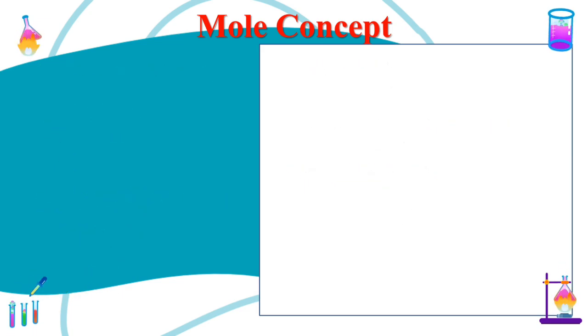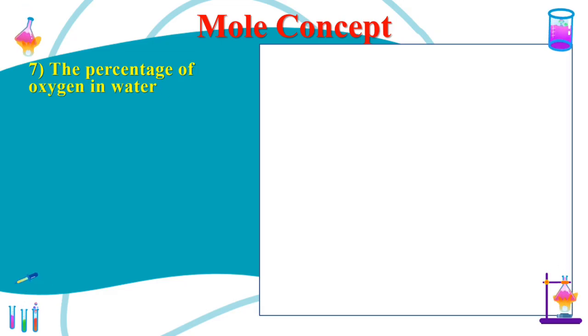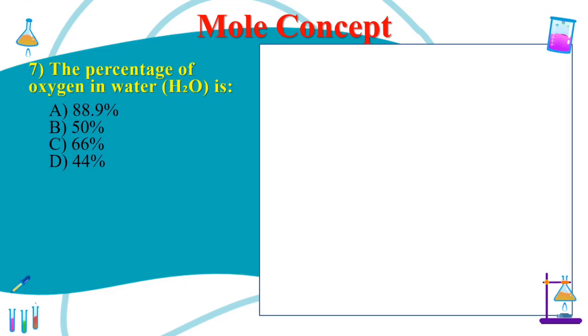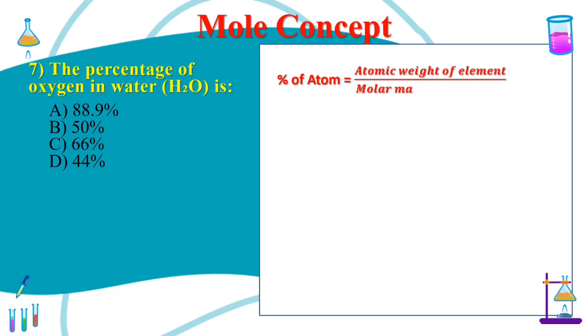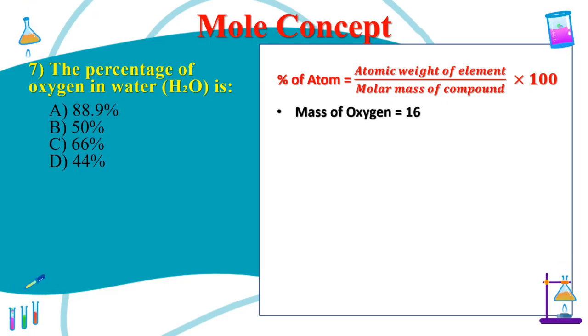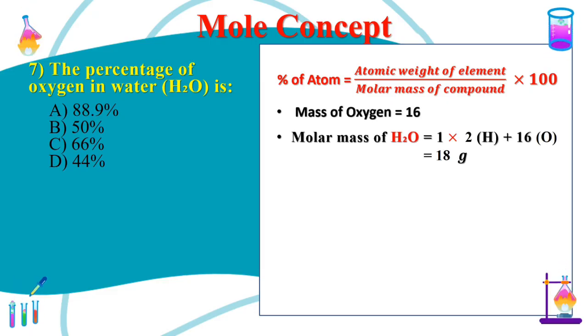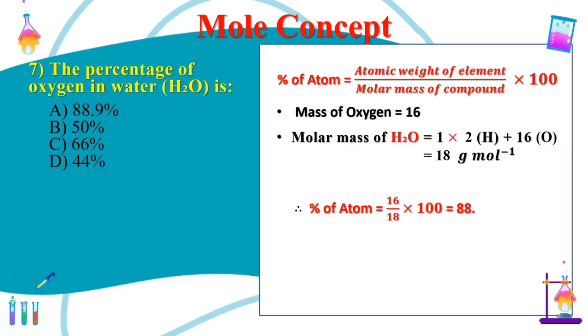Move to the next question, that is the percentage of oxygen in water is. To solve this type of question, you need to know the percentage of atom formula, and that is atomic weight of the element divided by molar mass of compound multiplied by 100. As we know, mass of oxygen is 16 and molar mass is 18 gram per mole. So the percentage of oxygen in water will become 88.9%.